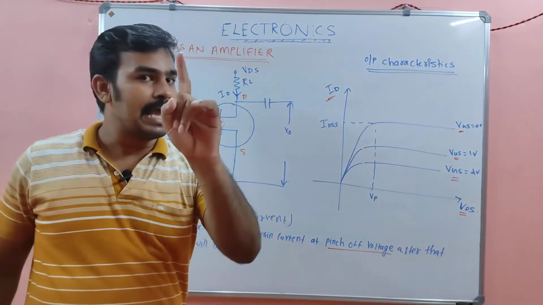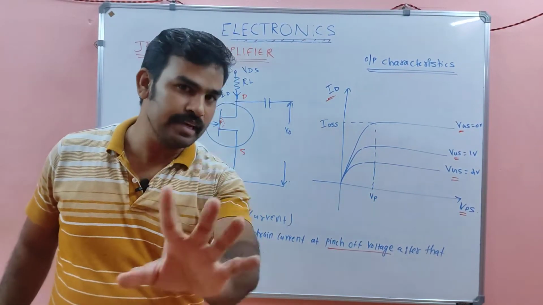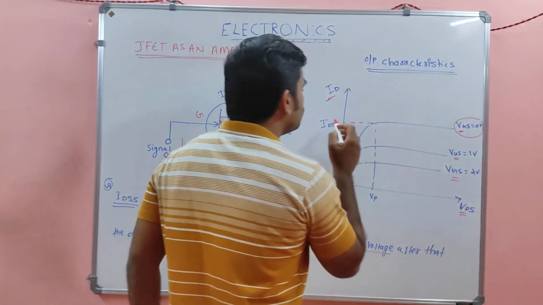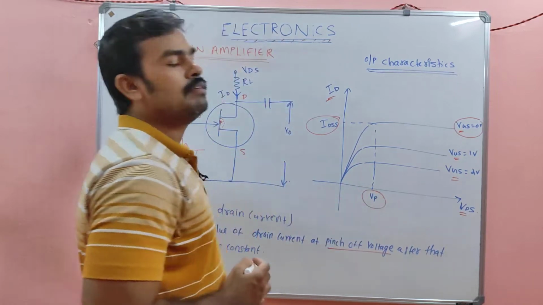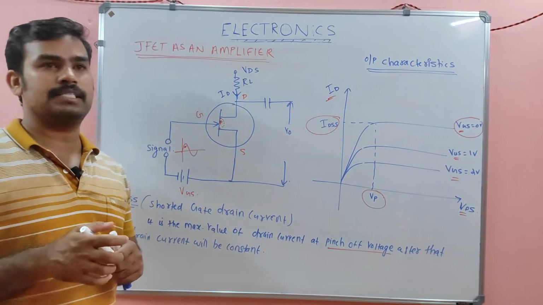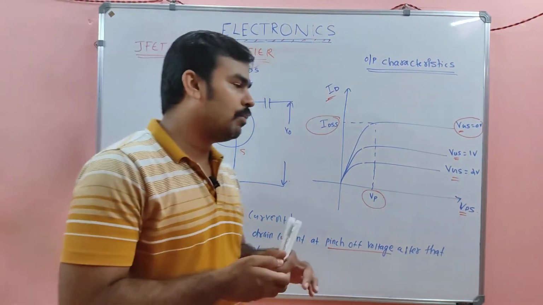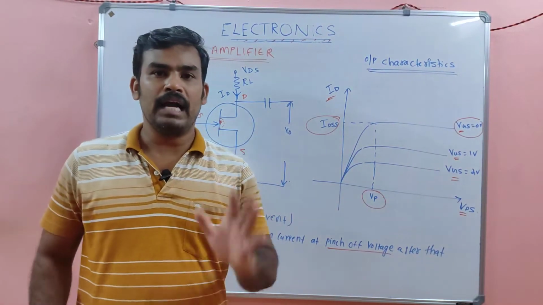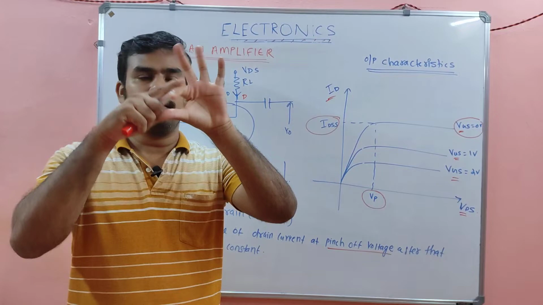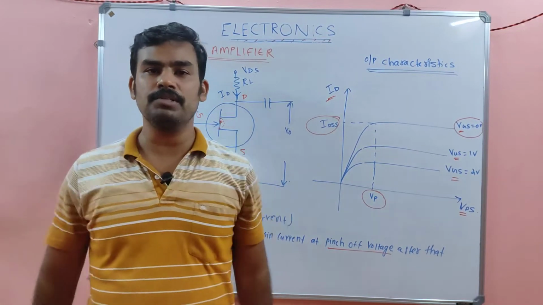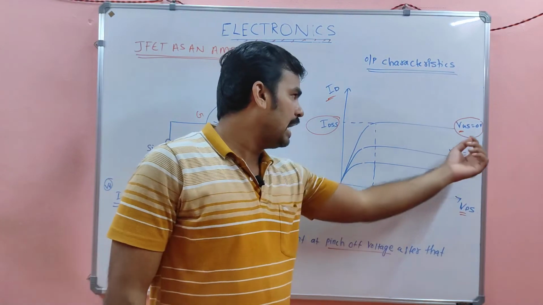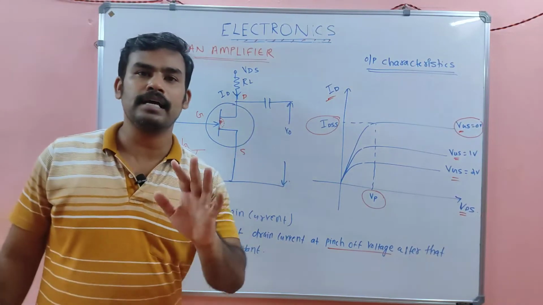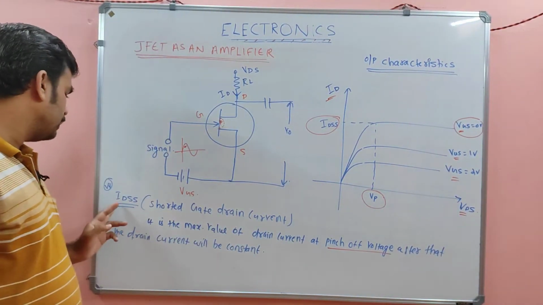So IDSS always happens at pinch-off voltage. It's very, very important, and it always happens at VGS equal to 0. These three things come together when we are explaining the term IDSS. Whenever we explain what is meant by IDSS, the shorted gate drain current, we have to come across VP and VGS equal to 0. Only by mentioning VP and VGS equal to 0 will there be meaning for this IDSS. So that's all about IDSS, my dear.